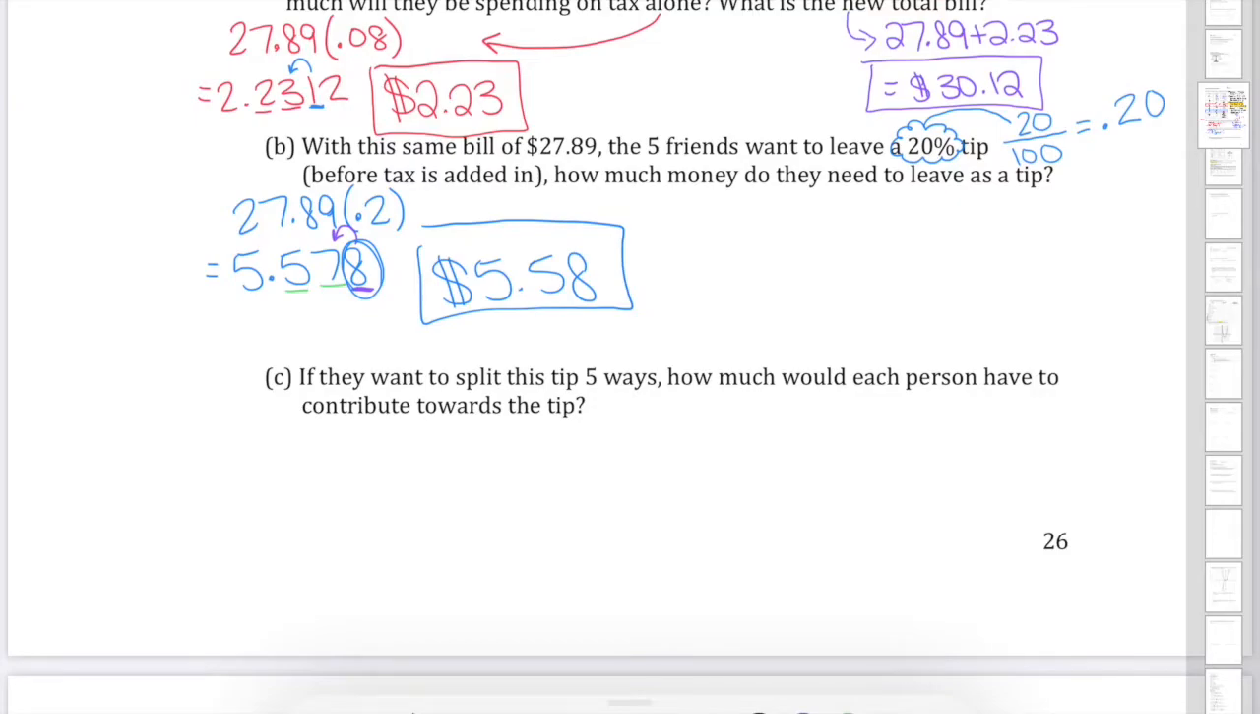Not because this was an 8, but because the 8 bumps the 7 up. And that answers the question. This one wasn't asking about the total bill as well like the last one. It just wanted the tip, so we were done.